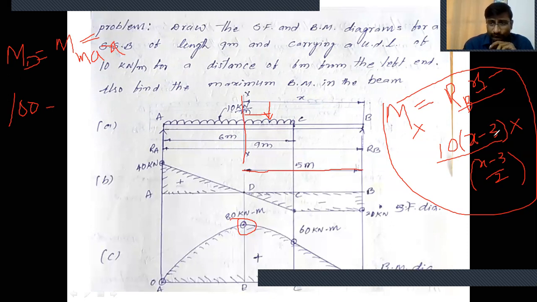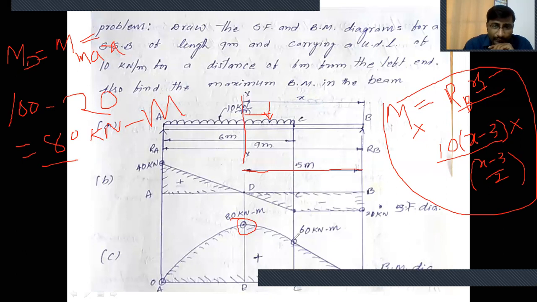5 minus 3, 2. Okay, 2 into 10, 20. 20 into, here also 5 minus 3, 2 cancels. So 20. 100 minus 20, that is 80 kilonewton meter. Kilonewton meter is the bending moment unit. So 80 kilonewton meter is the maximum bending moment value. That is the bending moment at point D.